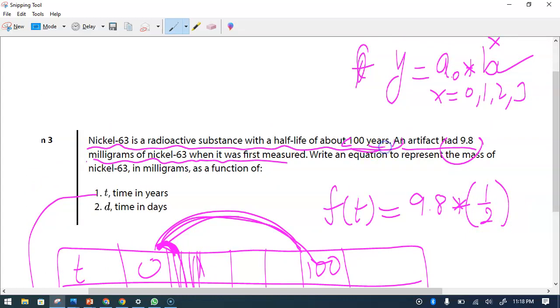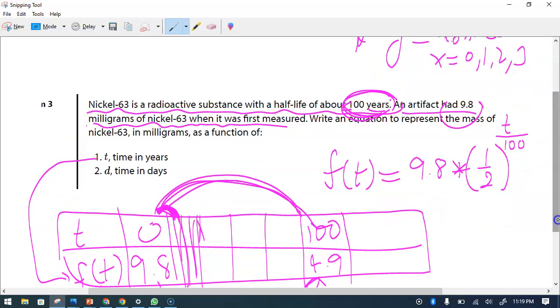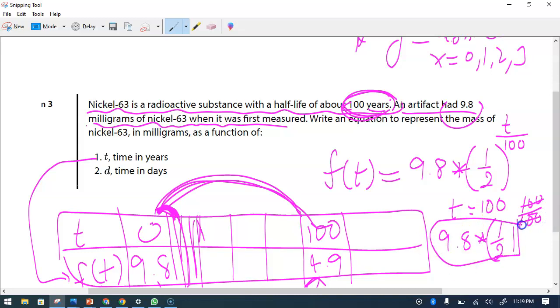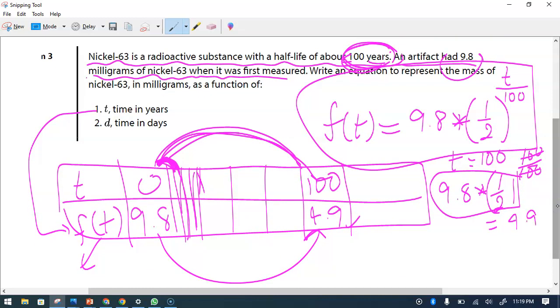But then, because the amount becomes half after 100 years, it gets reduced by half after 100 years, the number of years t has to be divided by 100. And you can clearly see why this is true: if you put t equals 100, 9.8 times half, you replace t by 100, and 100 divided by 100 is 1, and you get half of this, which is 4.9, and that is true. So this makes sense. The second question asked is, what about in days?